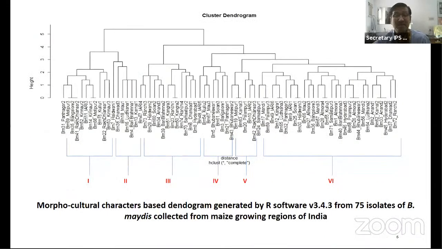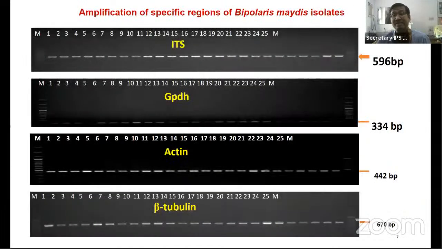And based on the morphocultural characters like conidial characters, cultural characters, colors, texture of the colony, we made a dendrogram, and we found out of the 75 isolates, including Delhi isolates, Karnal isolates, Ludhiana isolates, where this disease is dominating, meaning northern India, 6 clusters. And to go further, from each cluster we have taken representative isolates. In total, we have selected 25 isolates for detailed study.